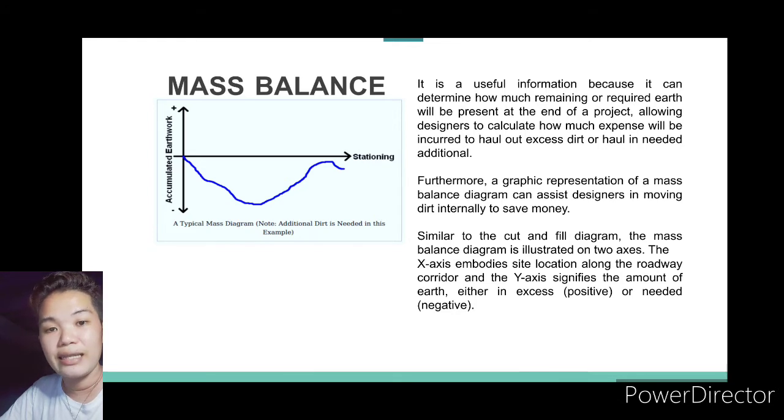allowing designers to calculate how much expense will be incurred to haul out excess dirt or haul in needed additional. Furthermore, a graphic representation of a mass balance diagram can assist designers in moving dirt internally to save money. Similar to the cut and fill diagram, the mass balance diagram is illustrated in two axes. The x-axis embodies site location along the roadway corridor, and the y-axis signifies the amount of earth, either in excess, or positive, or needed, negative.